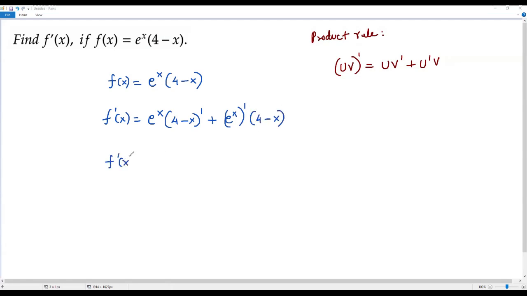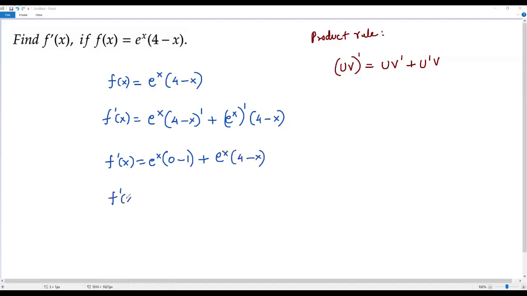Now f prime of x equals e to the x times, okay, now we have to get the derivative of this one. Actually, f of x is a function of x, so when I find the derivative, I do it only with respect to the variable x. When I find the derivative of 4 minus x with respect to x, the 4 is a constant, so its derivative becomes 0, minus the derivative of x with respect to x, which is just 1, positive. The derivative of e to the x is always the same, e to the x, times (4 minus x).